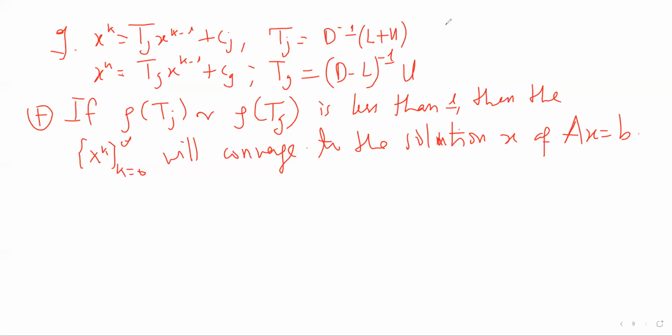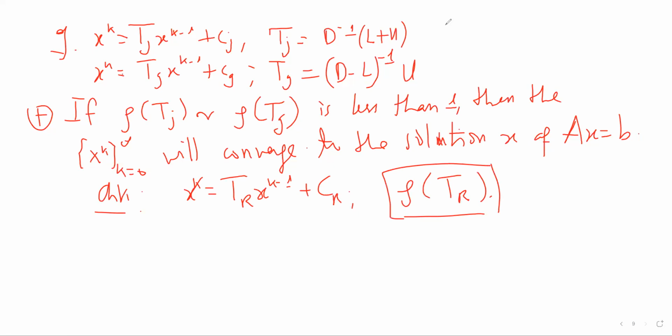So you can write your Jacobi in this sense, and of course you can check again for the relaxation method, where now x^k = T_R x^(k-1) + c_R. So you can check what the spectral radius of this T_R is. If it is less than 1, then you are also sure that you have convergence of your iterative scheme to the solution of your system of equations that is given.